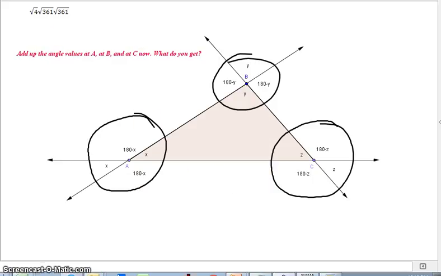And go ahead and stop this tape while you do that, and then share answers from table to table. What do you get for a value for this angle at A, this angle at B, and this angle at C when you add up the expressions we've written?